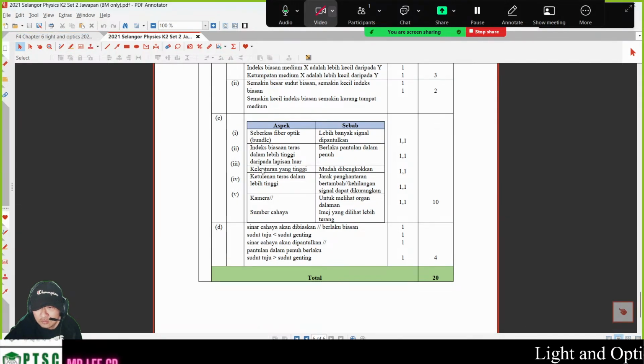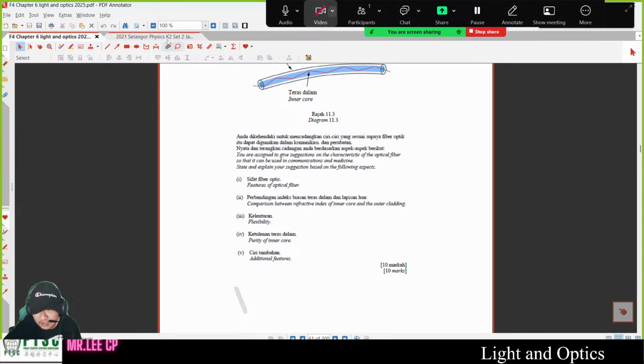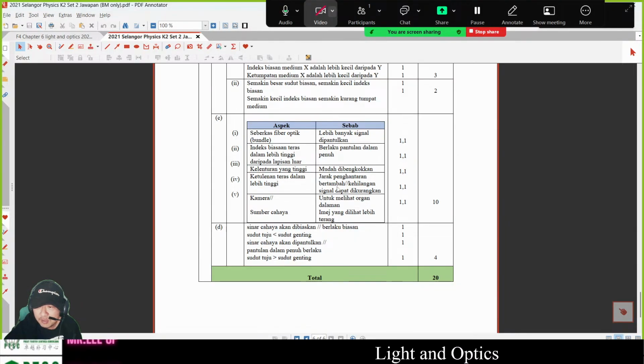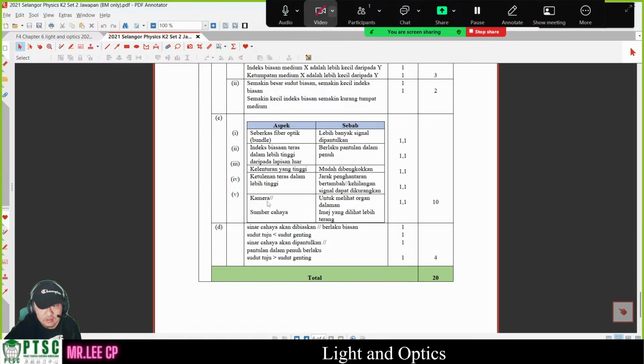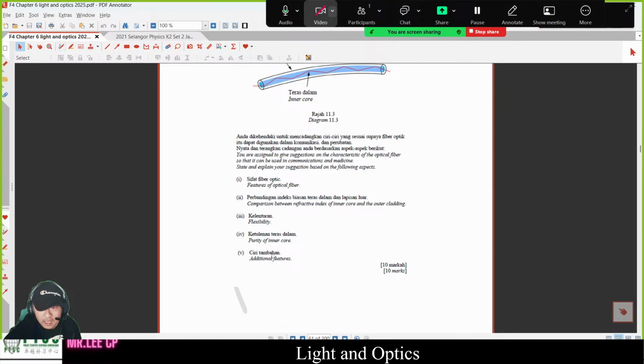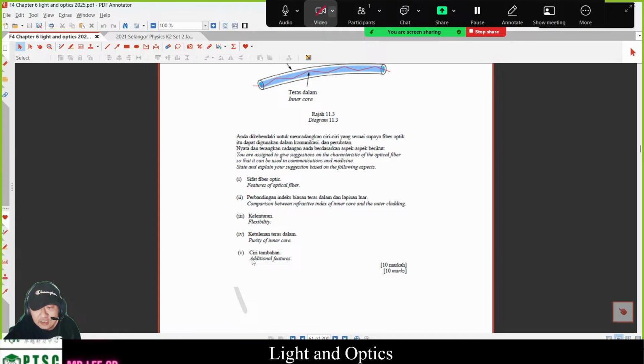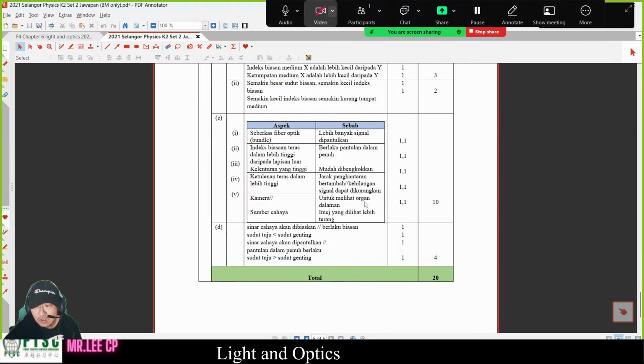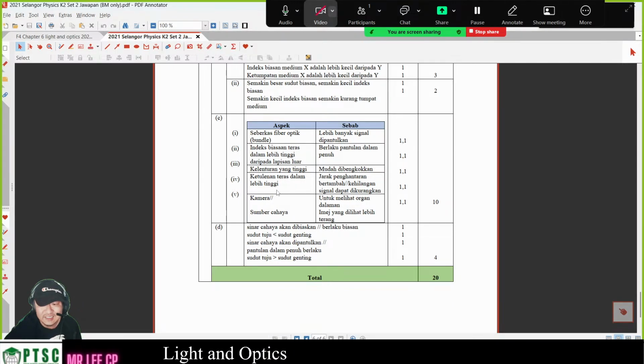Next one is kelenturan tinggi, mudah dibengkok. So high flexibility, can be bent easily. We answered before. Ketumpatan dalam lebih tinggi, I told you just now. Jarak penghantaran bertambah, reduce the signal loss. The last one, like what I told you, ciri tambahan is additional features, you add in a camera so you can see the internal organs more clearly. This one you can add in.